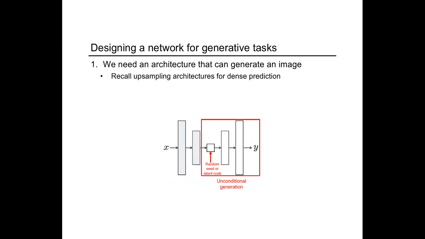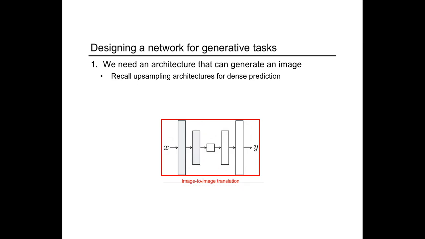For example, in the first case, if we have an unconditional generation, then at the input we have a random seed or latent code, some output from a previous architecture, and we convert them into an output, a feature map of the same dimensions as the image that we need, through, for example, upsampling, deconvolution, or unpooling.